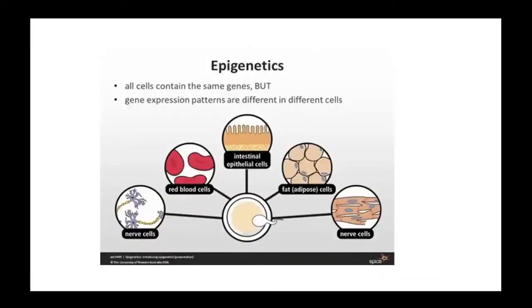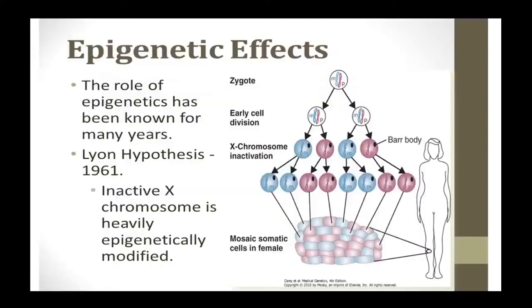Epigenetics is very important for the differentiation of cells of our body, because all cells of our body contain the same genes, but gene expression patterns are different in different cells. As a result of this, the differentiation of cells happens.